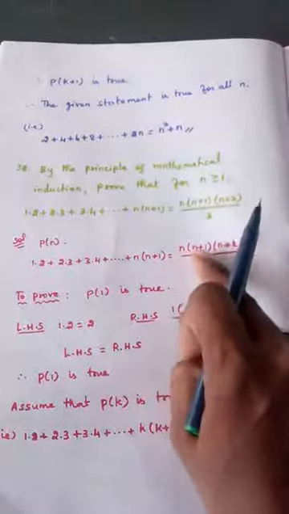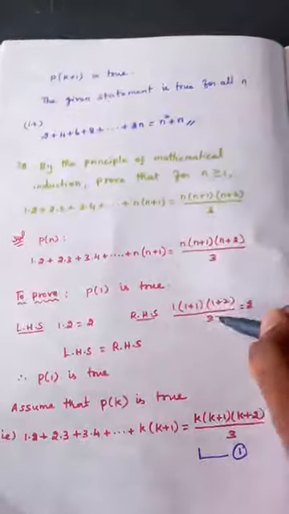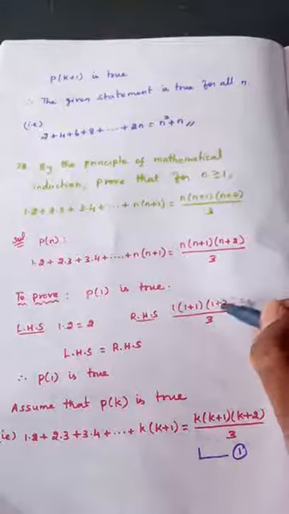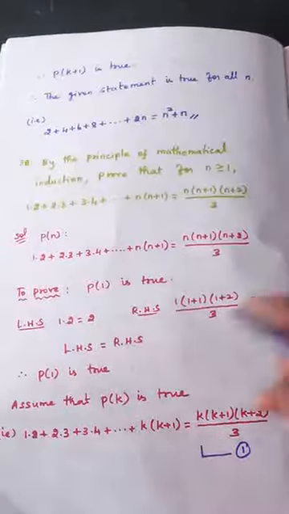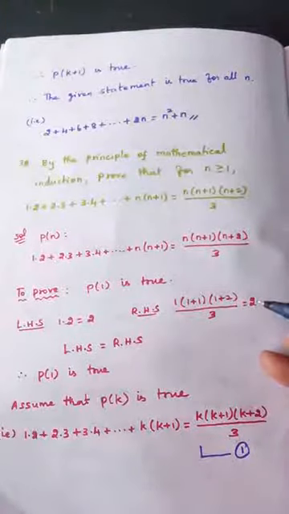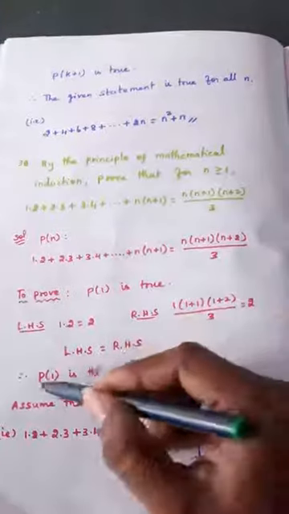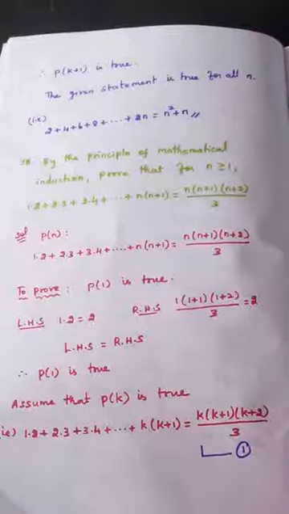If I put 1 in place of n, what will happen? This becomes 1. This becomes 1 plus 1, 1 plus 2, divided by 3. Out of that, this 3 will get cancelled, right? 1 plus 2 is 3, 3 gets cancelled. This is 2. 2 into 1 is 2. LHS value is 2. RHS value is 2. Therefore, they are equal. P of 1 is true. Hope you understand up to this.